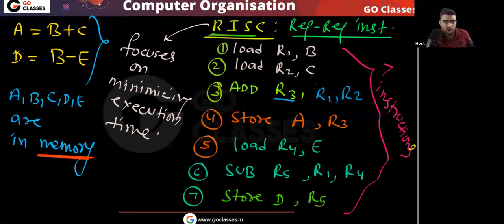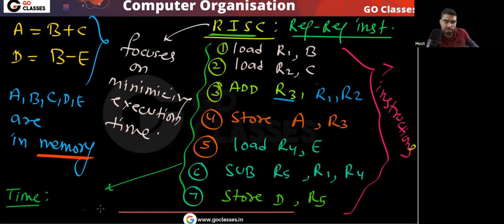What is that? How many memory cycles will it take? Let's focus from the time point of view. Now you tell me, from the time point of view, how many memory accesses are needed? Just calculate the memory accesses. So you can easily see one memory access here, we want to load the value of B. One memory access here, we want to load the value of C.